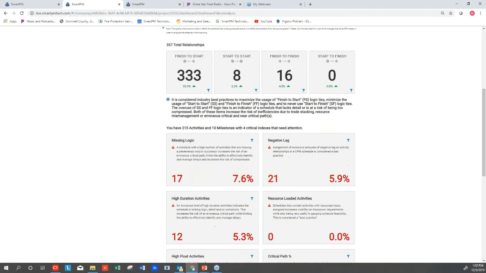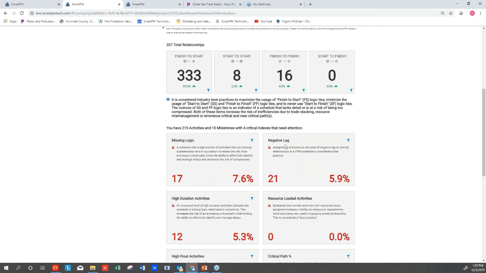Types of logic, whether or not there's missing logic. Missing logic is basically saying that an activity does not have a predecessor and or a successor. The rules, best practices say in scheduling that every activity needs to have at least one predecessor or one successor, except for two activities: the start milestone and the completion milestone, because there's nothing happening before them.